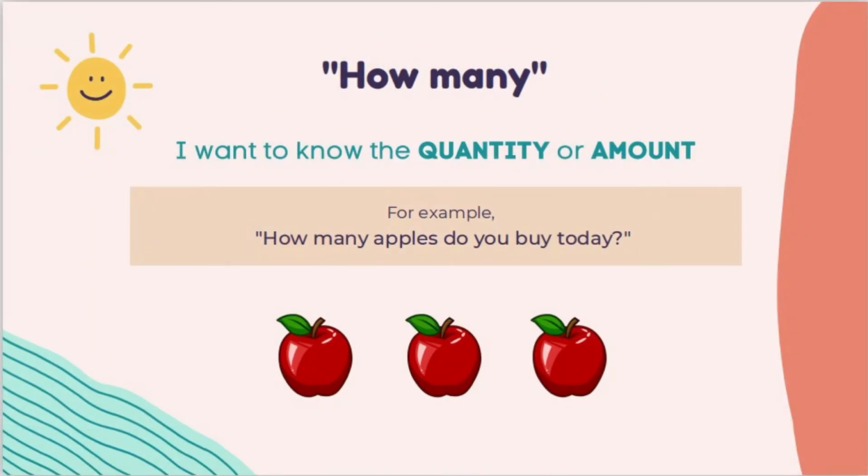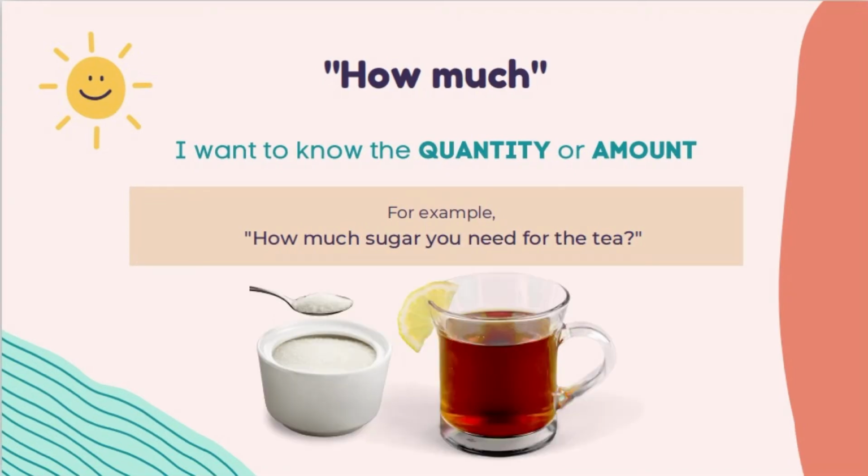Now let's look at how many. How many means I want to know the quantity or amount. For example, how many apples do you buy today? And now how much? I want to know the quantity or amount too. Those two are just the same. For example, how much sugar do you need for the tea?